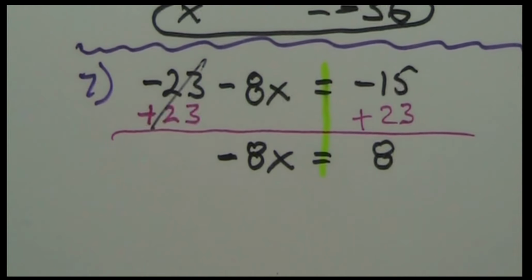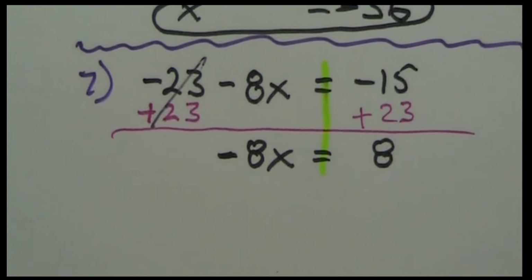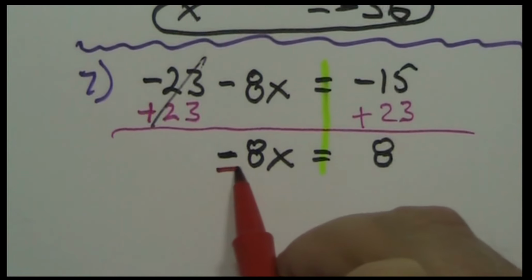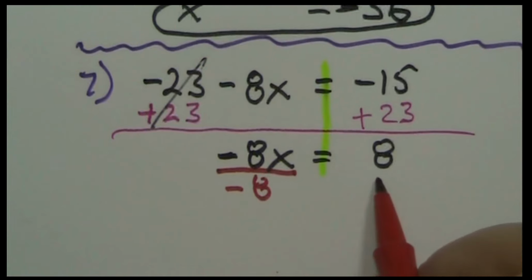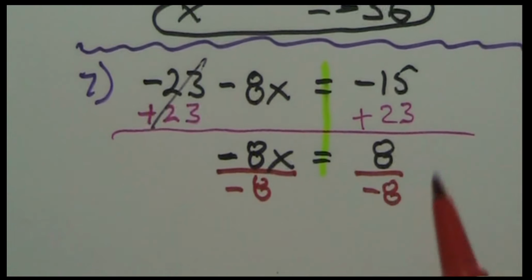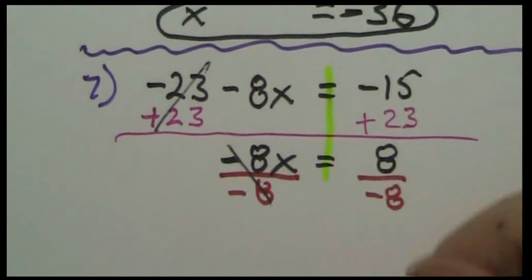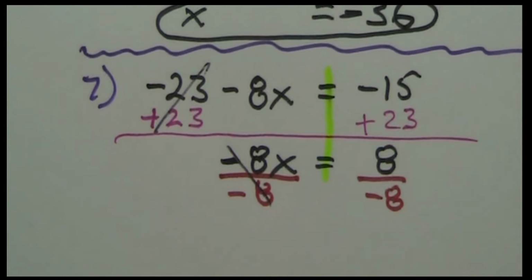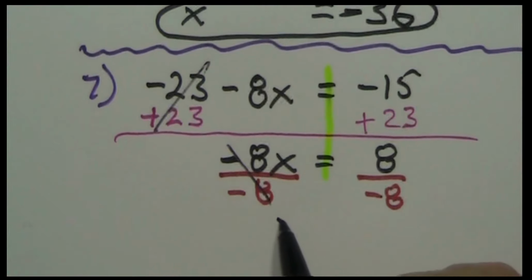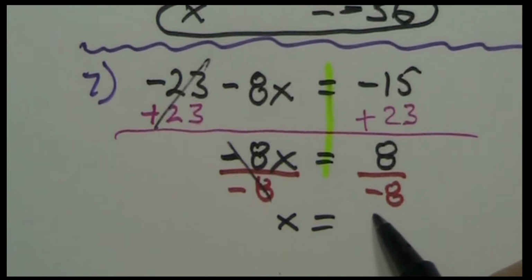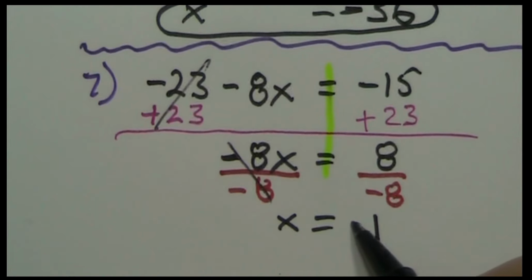Now, some of you could look at the answer and tell what it is, but if not, get rid of this negative 8. That's times, so I divide. And you can see that these will reduce, and you're just left with the letter x. On the right side, 8 goes into 8 one time, and there's one negative.